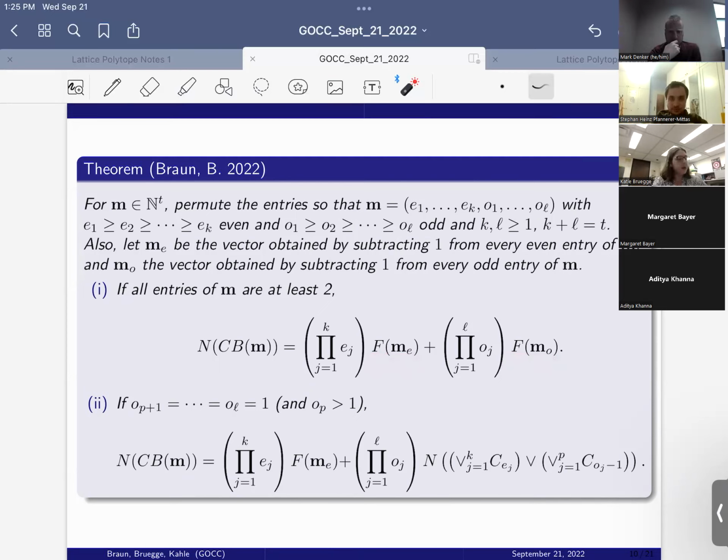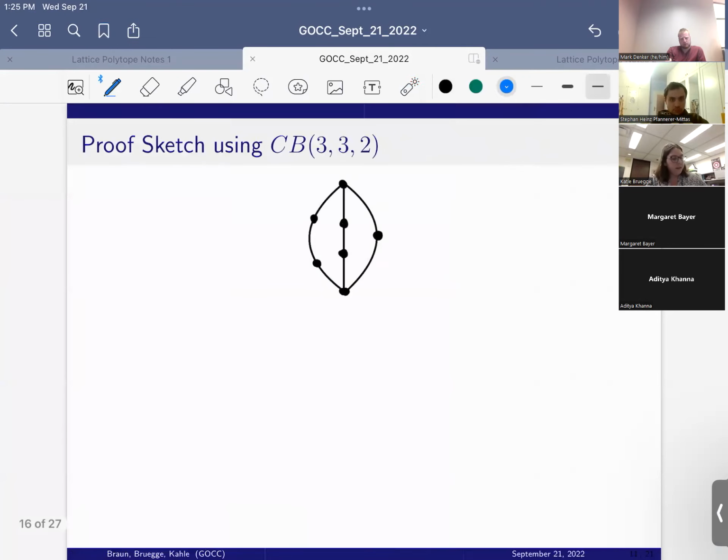Okay. So in the case where all the entries of M are at least 2, every facet subgraph we can construct, we can think about it as a smaller coffee bean. So we're still counting the facets coming from those facet subgraphs with the function f. When we've got some paths that are of length 1, if we construct facet subgraphs from those, we can think of some of those as wedges of cycles. And maybe a little intuition for this coming from here.